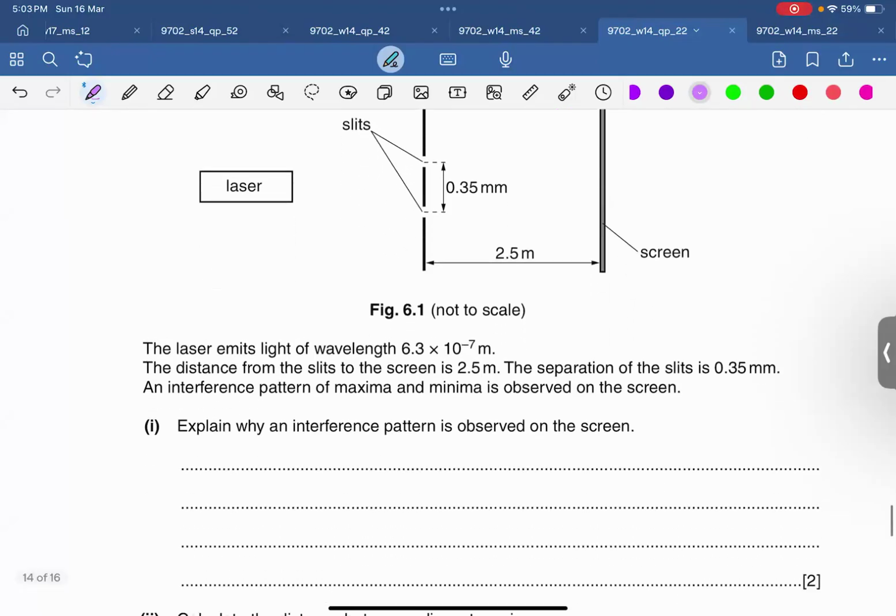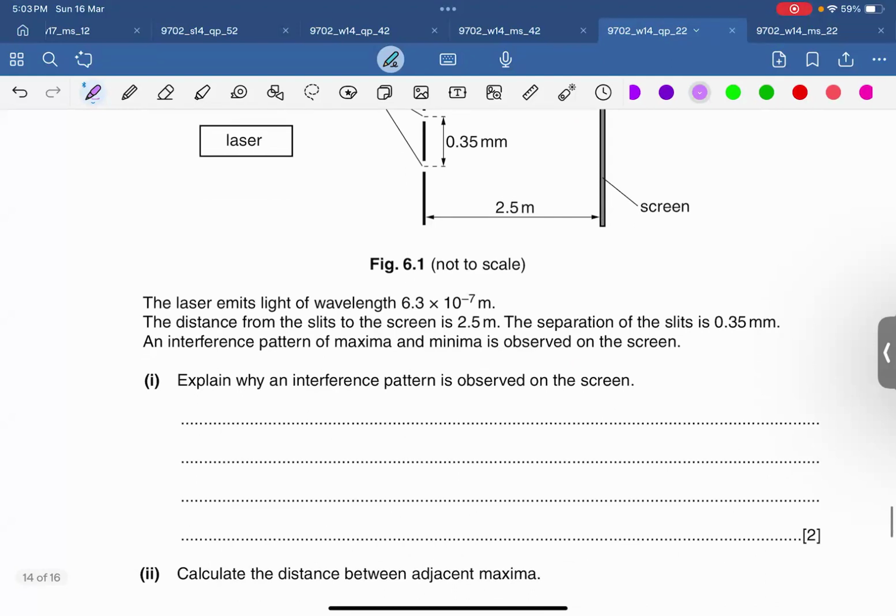Explain why an interference pattern is observed on the screen. Okay. So you have to talk about the phase difference and path differences. Yes, what would you say?